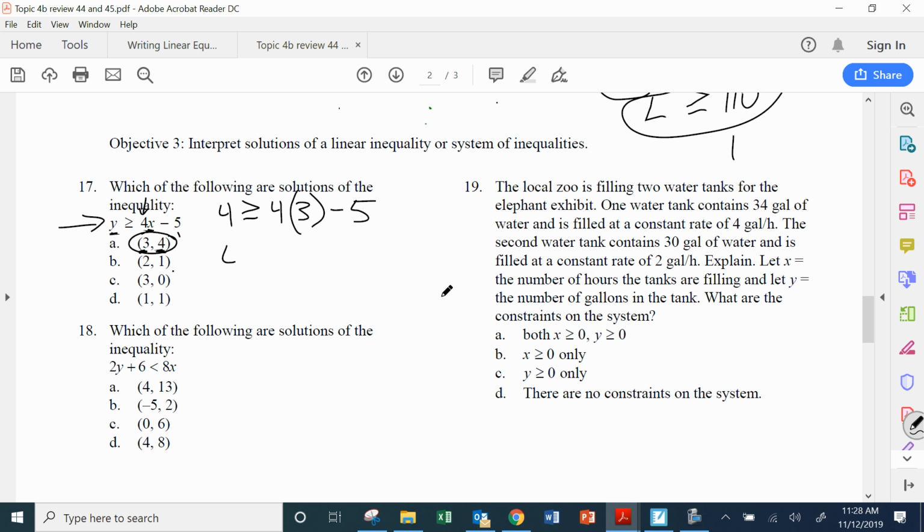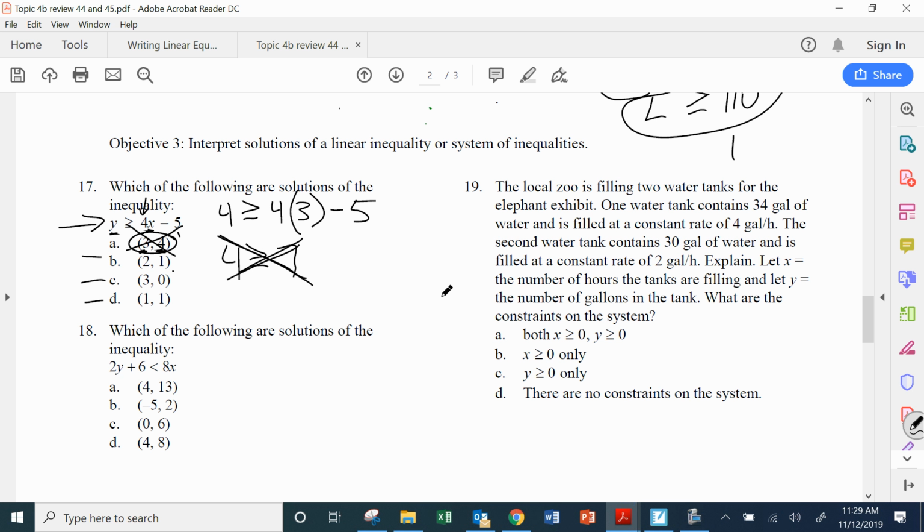And I get 4 is greater than or equal to 12 minus 5. So 12 minus 5 is 7. Well, is 4 greater than or equal to 7? No, 4 is not greater than or equal to 7. So that means that is not a solution, because the math just didn't work out. I do that same thing for all of these. If it doesn't work out, then it's not a solution. If it does work out and I get a final answer that is true, then that is a solution. I'll give you a hint: I believe there's only one solution out of those 4 options.